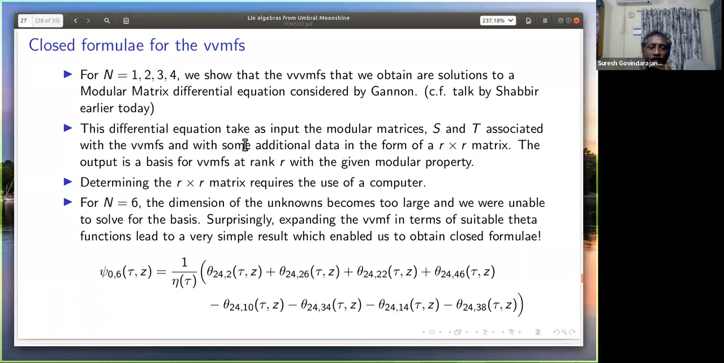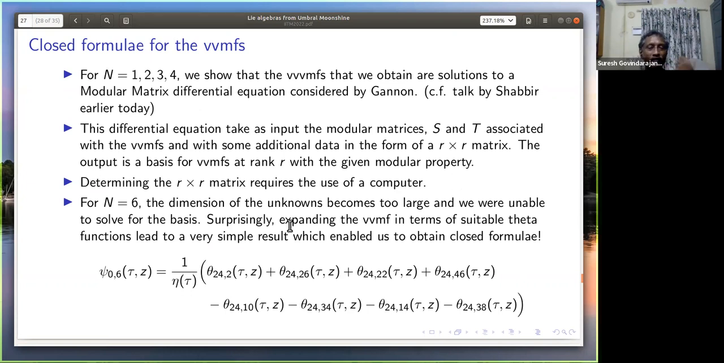So the differential equation took as inputs the modular matrices, that is S and T associated with the VVMF, and some additional data in the form of an R by R matrix. The output is a basis for VVMFs of rank R with a given modular representation. So we actually got more than what we wanted. We didn't just get R vector valued modular forms. We got the full basis.